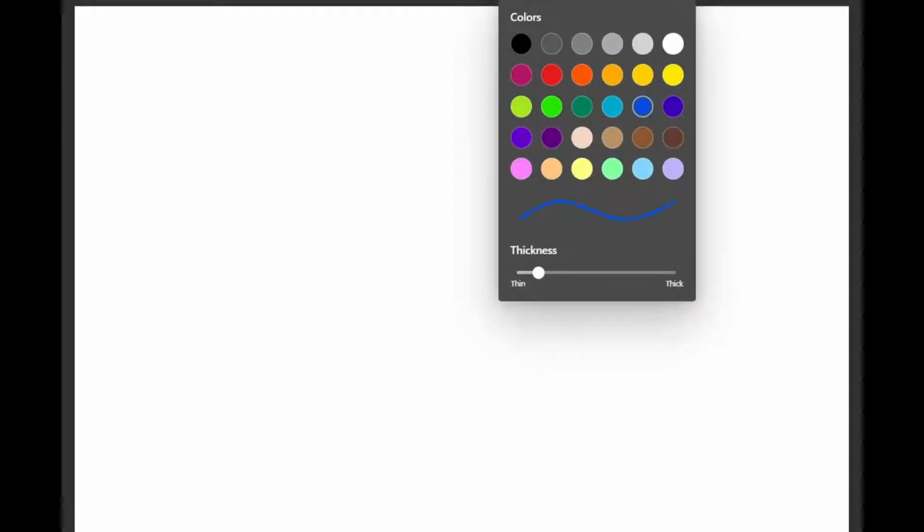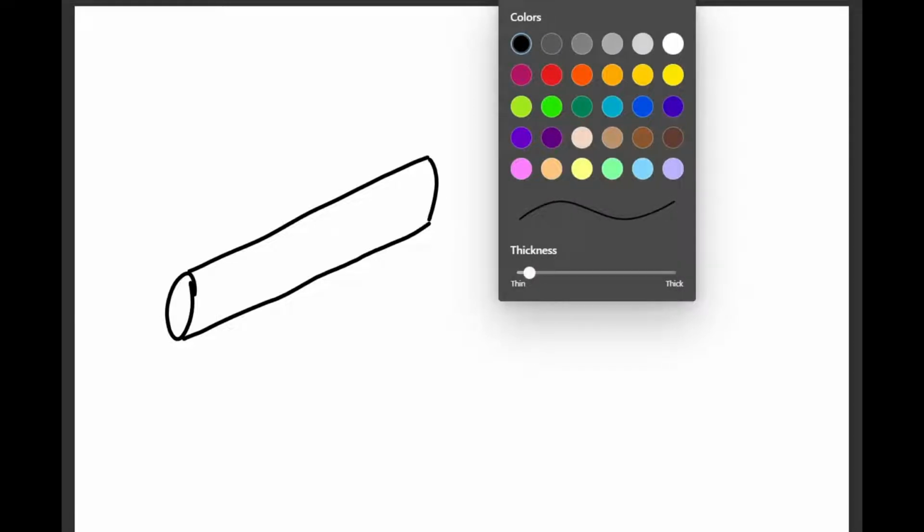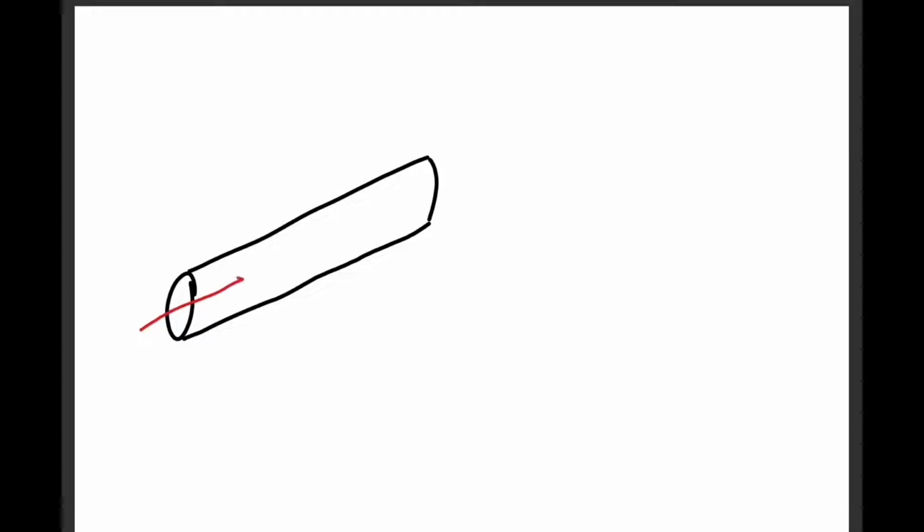For example, if this is a conductor, and let's say the current is passing through the conductor like this, then we will have a circular magnetic field around the conductor like this. And of course there's not only one ring, but there are actually multiple rings depending upon the strength of the magnetic field around the conductor.